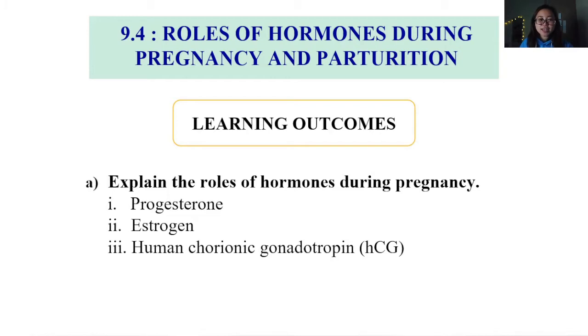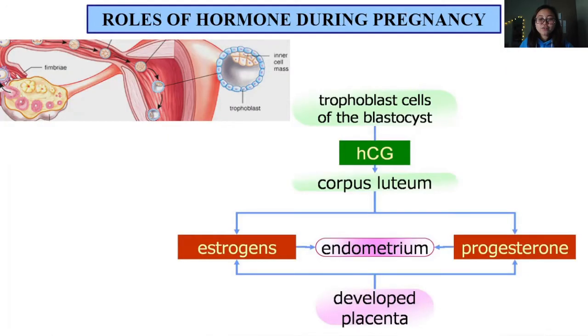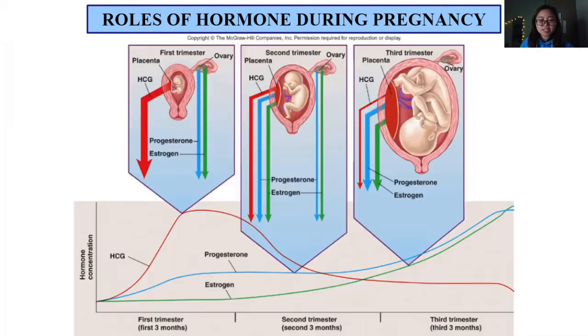So let's first look at the roles of hormones during pregnancy. I hope that by the end of the lesson, you will be able to explain the roles of hormones during pregnancy, especially on progesterone, estrogen, and the human chorionic gonadotropin hormone. For this part of the lesson, we will be using a few diagrams to facilitate our understanding. The first of these diagrams is this flowchart that shows which cells or tissues are secreting the hormones that are relevant to this part of the pregnancy.